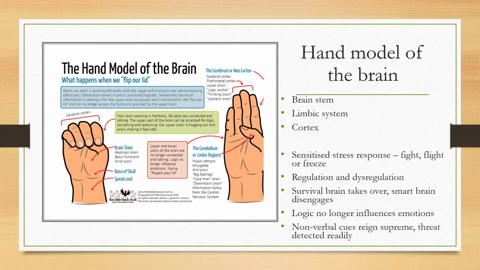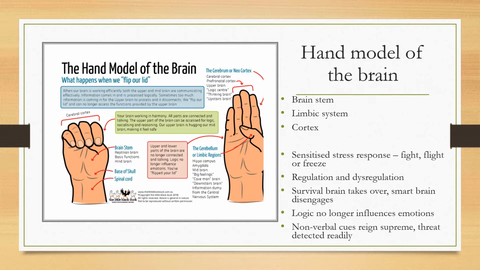This is when all the energy runs to our muscles. We do what we need to do to keep ourselves safe, and that's referred to as flipping your lid. The upper and lower parts of the brain are no longer connected. They're no longer talking to each other. Our logic, our thinking, no longer influences our emotions. They've disconnected from each other. We're acting on emotions and survival only. So you might be starting to see why this can be problematic, especially in the classroom.